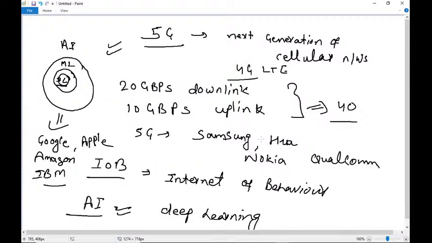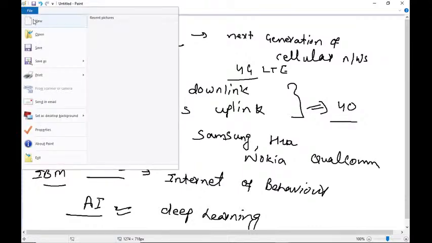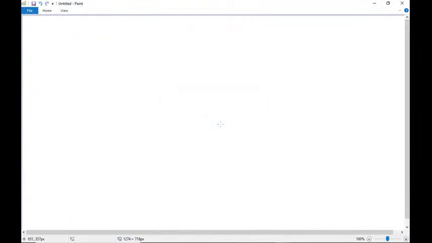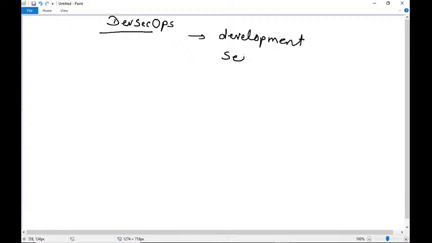So basically, in this lecture, we are going to see certain things and some more technologies. Have you heard about DevOps? DevOps is nowadays trending. DevSecOps is basically DevOps with security. Nowadays, security is also an important concern. It is basically development, and then security, and then operations.